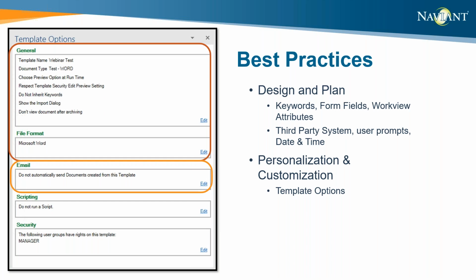Another way you can customize the template is you can set up the document to automatically be sent by email when created from the template. If an email is required in some cases, but not every case, there is an option in the Unity client that we can access to send an email only when necessary. We're going to go over that in the demo here shortly.